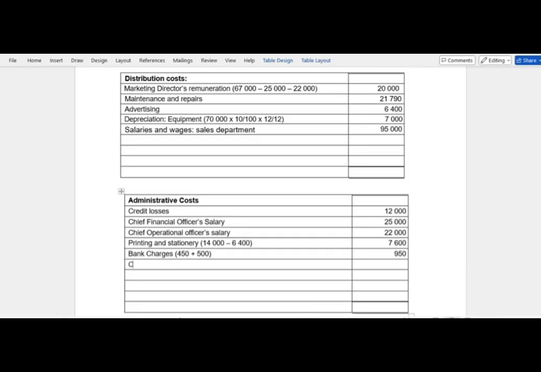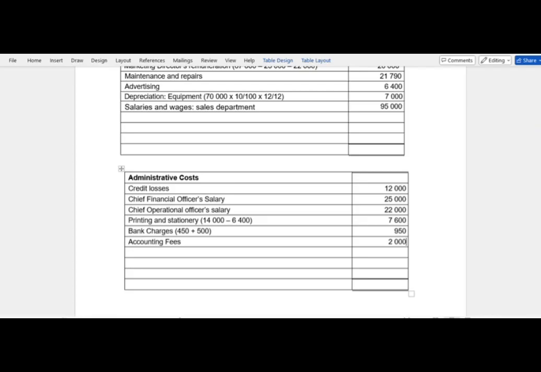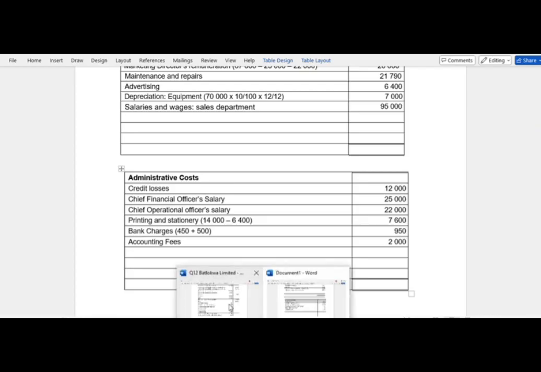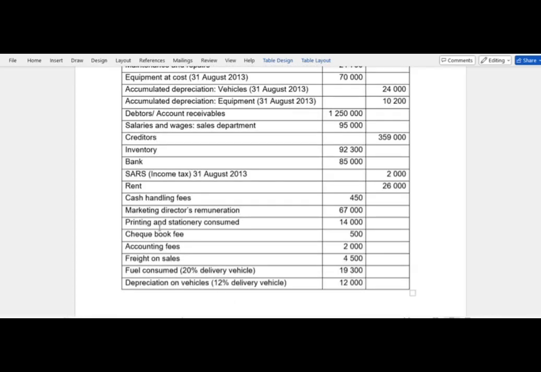All right. So we're gonna say accounting fees. Accounting fees right there is 2,000. All right. Accounting fees right there is 2,000. All right. And then we are done with that transaction. Let's go to the next one.